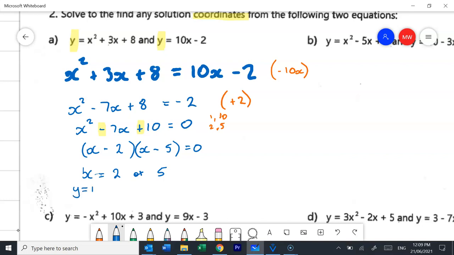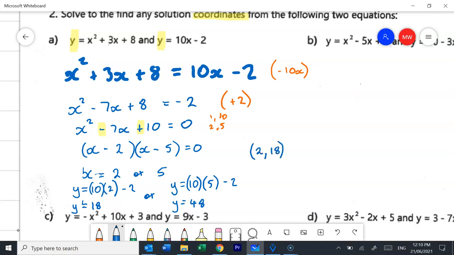y equals 10 times 2 minus 2, which is 18, or we'll end up with y equals 10 times 5 minus 2, which is 48, okay? And then you guys can choose your own adventure. You can either write them as x equals this and y equals this, or remember what you could do is you could write them as coordinates as well. So you could have the coordinate 2, 18, and you can have the coordinate 5, 48. And then you're making it nice and clear to your marker that that's your final answer, okay, by underlining or highlighting something along those lines.